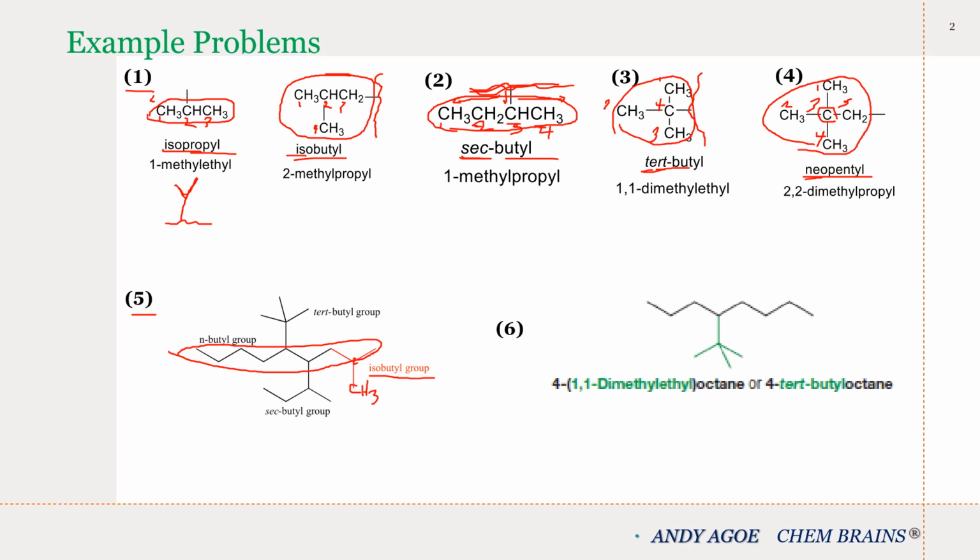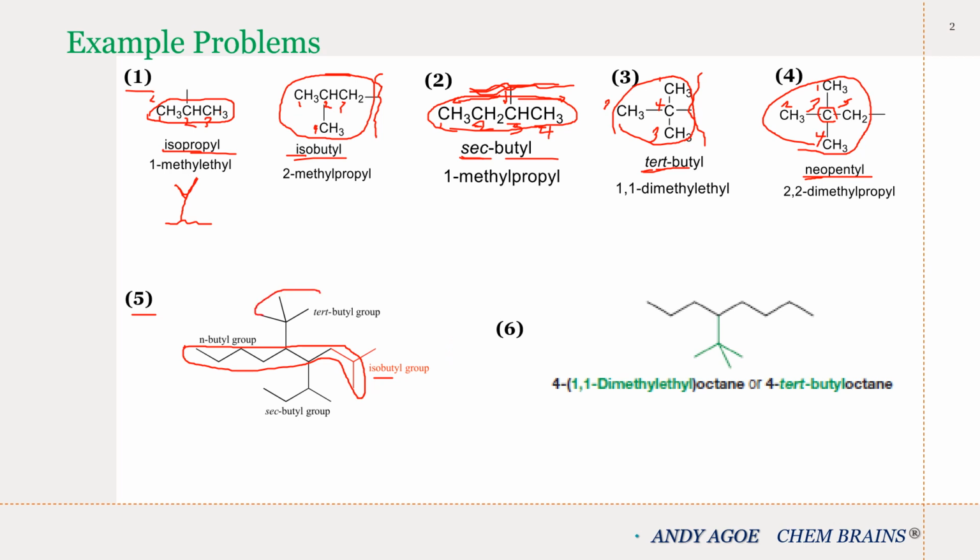Now let's assume that another student says, why not choosing our longest continuous chain in this direction? So if we consider our longest continuous chain in this direction, then this becomes a substituent, which is also a methyl group. So anytime we have a methyl group bonded to the central carbon attached to 2 other carbons, it becomes an iso, or mostly seen in their Y shape. So iso.